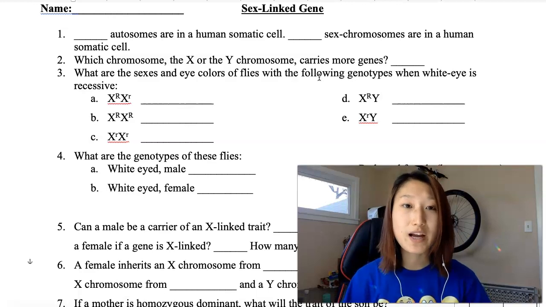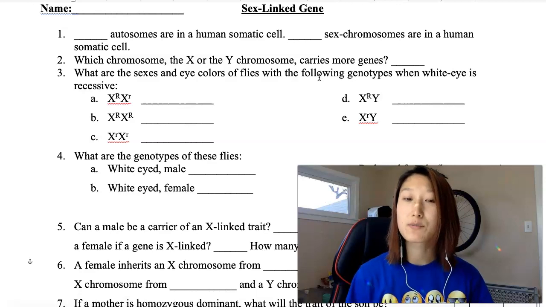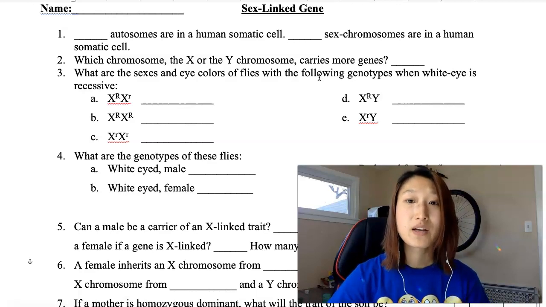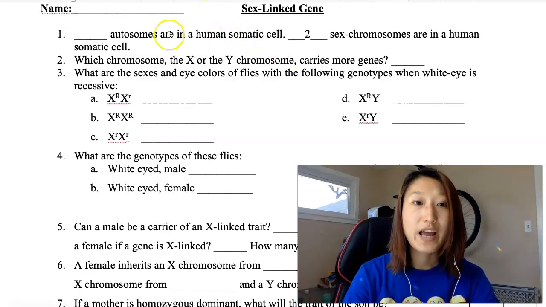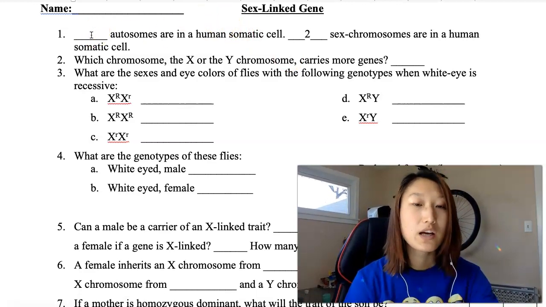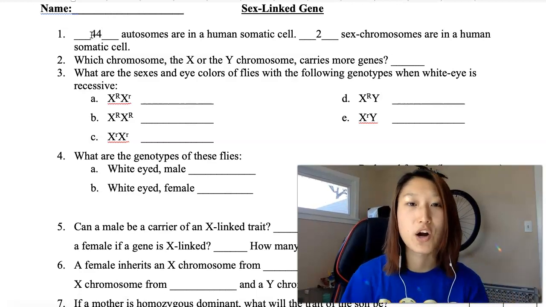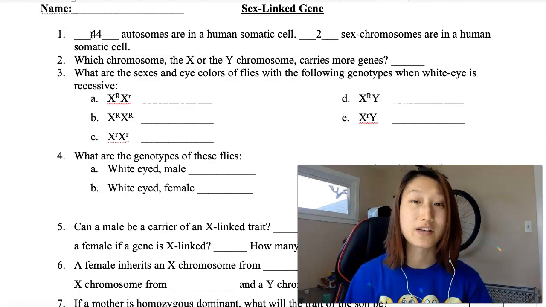So out of those 23 pairs with 46 chromosomes, we have one X and one Y chromosome for a male as sex chromosome, or two X's as the sex chromosome for a female. So the answer should be two sex chromosomes, and if you do the math, 46 minus 2 would have been 44, right? So you should have 44 autosomes in the somatic cell and two sex chromosomes in a somatic cell.